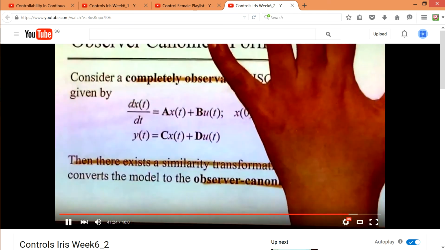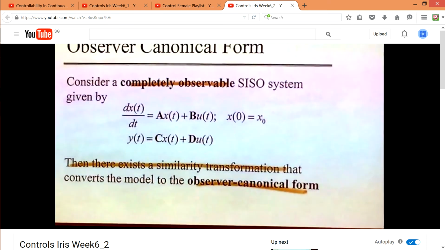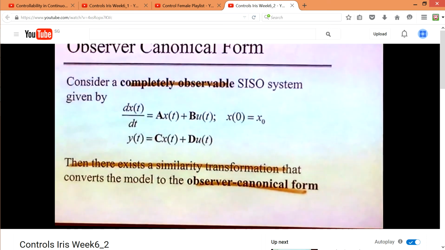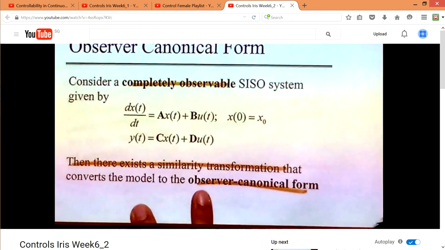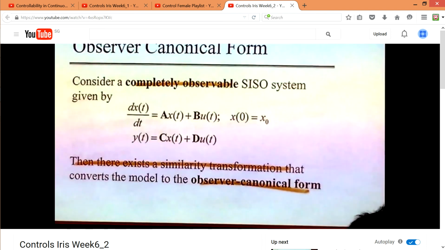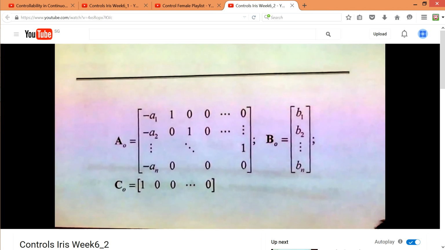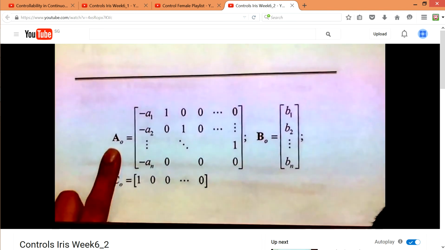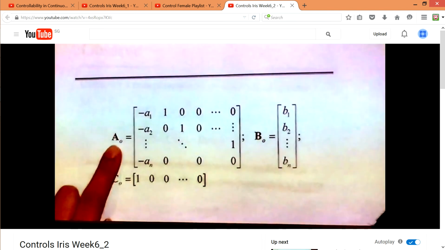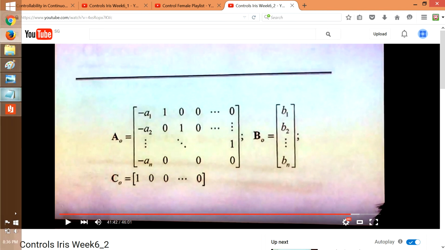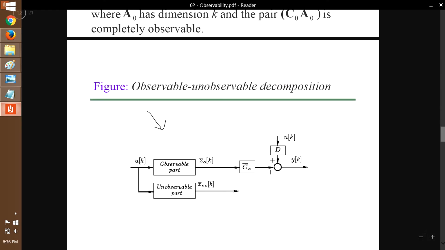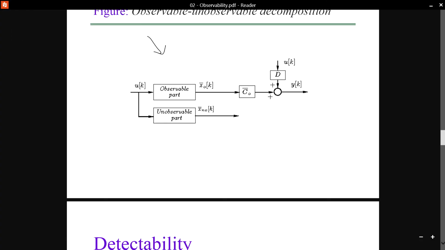Consider a completely observable single input single output system like this, and there exists a similarity transformation that can convert the model to observable canonical form like this. See that your A_o is A_c transpose. I think we can just stop here because the observable part is somewhat defined to you already.